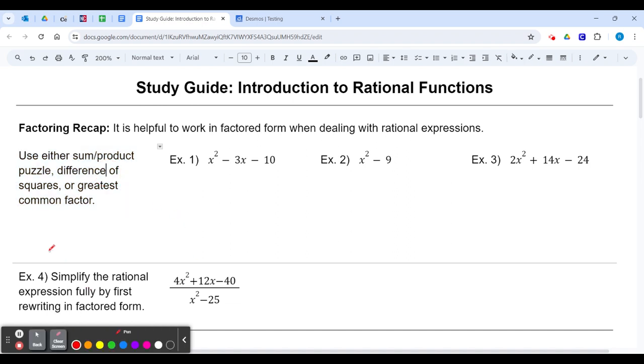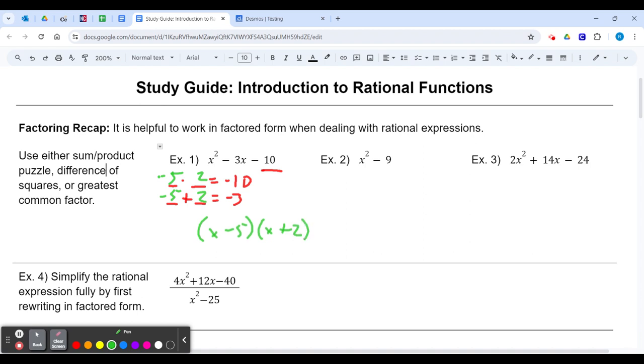So, real quick, I'm just going to use three different methods to factor here. This first one we can handle with the sum and product puzzle. We're going to multiply to -10, and we are going to add up to -3. The number combo that works for that will be a -5 and a +2. That matches both of those. So our factored form there is just going to be x minus 5 times x plus 2.